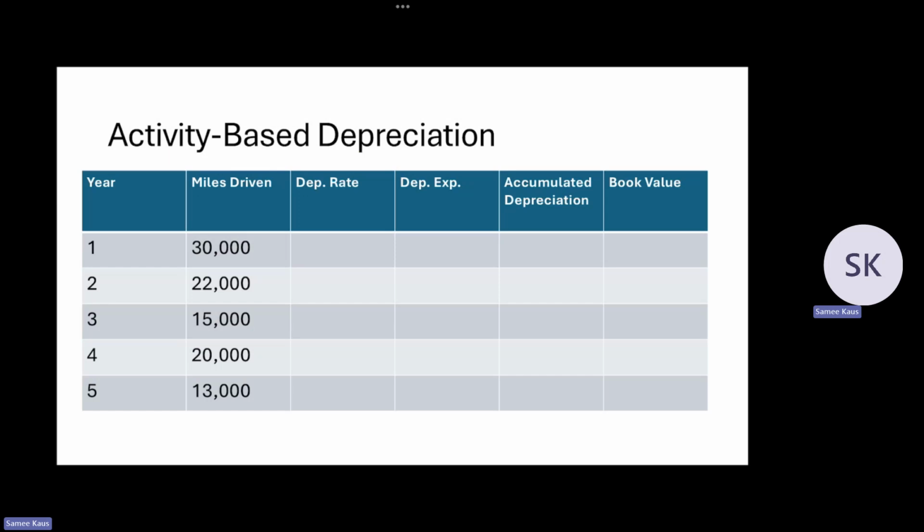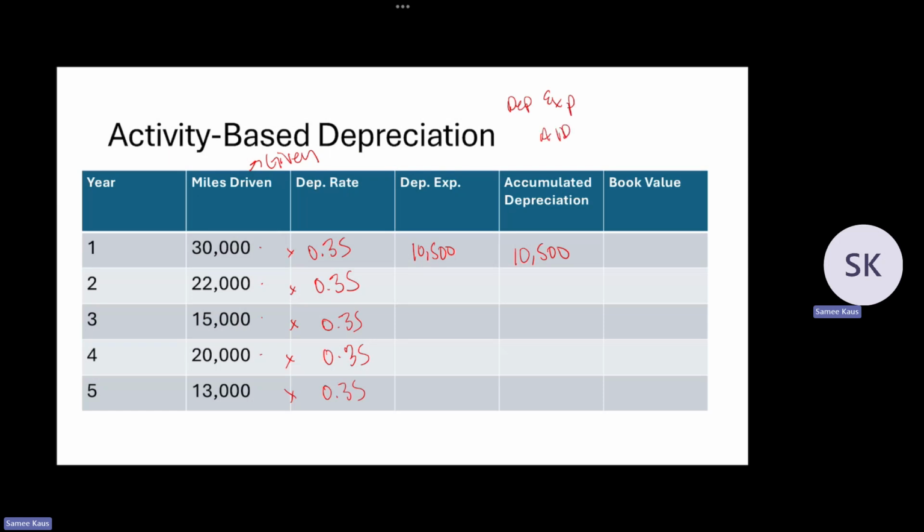So to see how that shakes out, we're going to work through the same example. We've just calculated our depreciation rate of 0.35. Again, that's the same every single year. That rate doesn't change. The amount of miles that I drive does change. And again, this has to be given to us. So to calculate depreciation expense, well, all I do is multiply these, right? So I have depreciation expense of 10,500 in year 1.